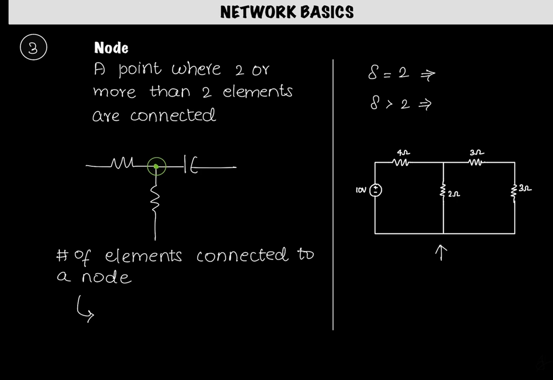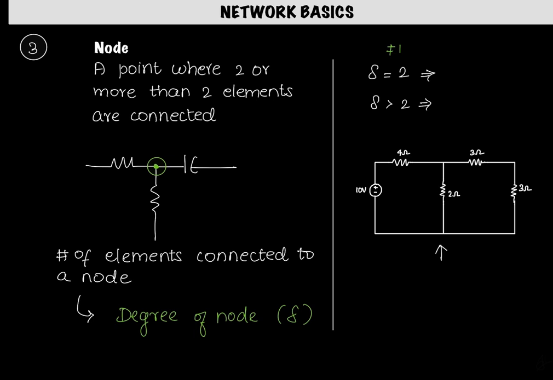Let's compute the number of elements connected to a node. Here it is 1, 2, 3. Technically, the number of elements connected to a node is termed the degree of a node, and the symbol for this is delta. If I say the delta of this node is 3, it means there are 3 elements connected to it. We cannot have 1 element, because a node is the interconnecting point of 2 or more elements. So delta can never be 1.